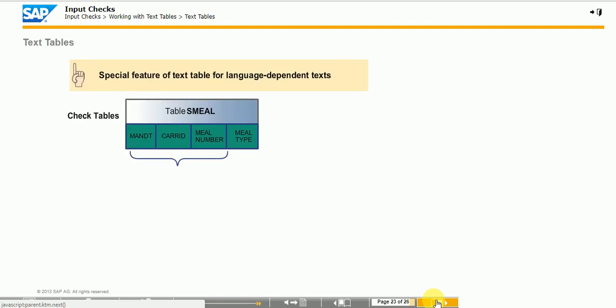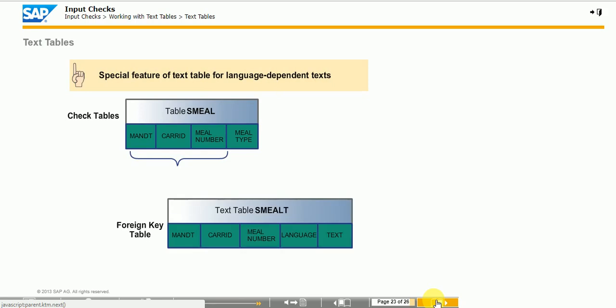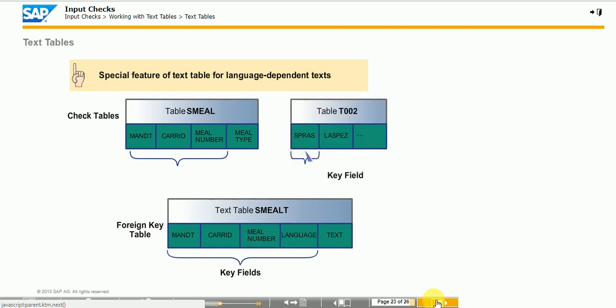Table SMEAL contains the meals served to the passengers during a flight. The table SMEALT maintains the meal descriptions. Table SMEALT is the text table for table SMEAL. The key of SMEALT consists of the key of SMEAL and an additional language key field with data type LANG. Table SMEALT can contain explanatory text in several languages for each key entry of SMEAL.